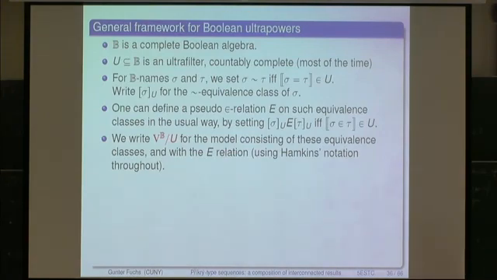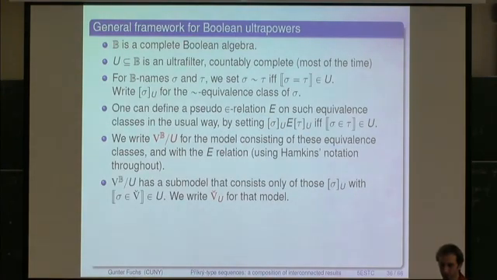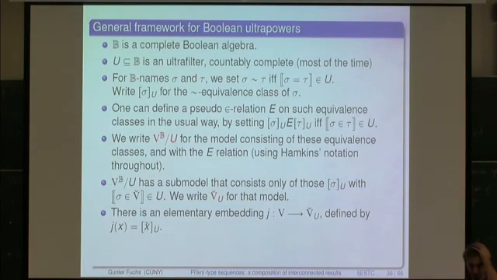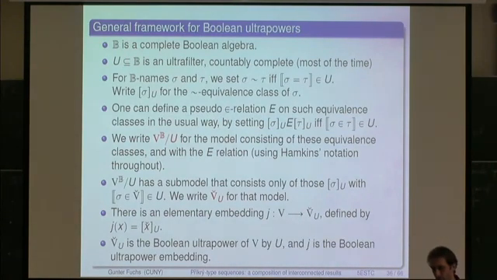I'm following Hamkins' notation here. There's a paper by Hamkins and Seabold where they explore a lot of the construction of Boolean ultrapowers. This V^B mod U has a submodel that consists only of the equivalence classes of such names where the Boolean value that sigma is in V check is in U. These equivalence classes are what they call V check sub U. There is an elementary embedding from V to V check sub U, the canonical embedding sending x to the equivalence class of its name. V check sub U is the Boolean ultrapower of V by U, and j is the Boolean ultrapower embedding.